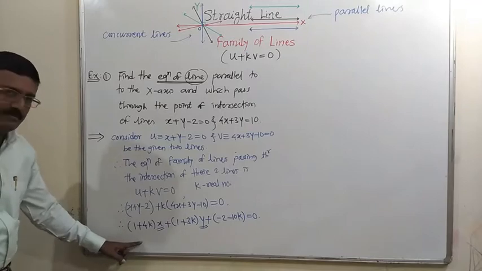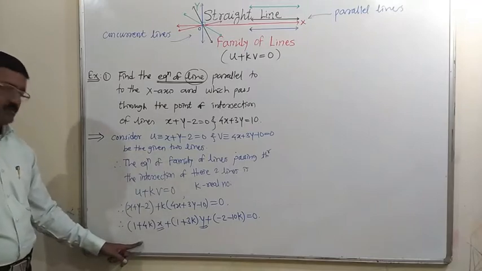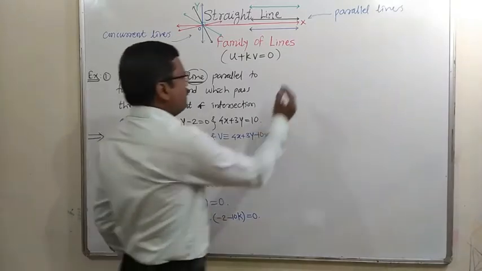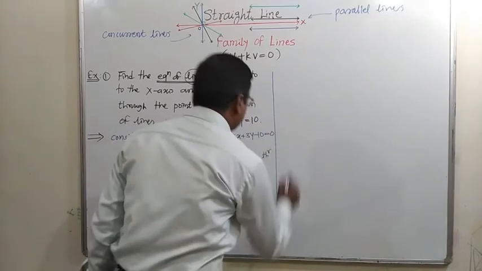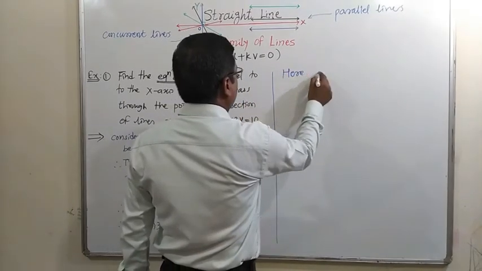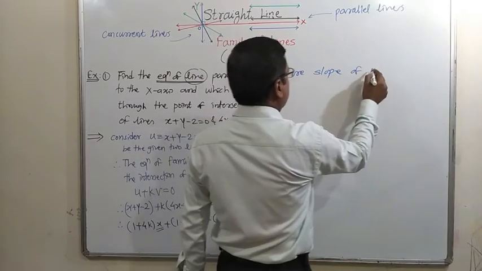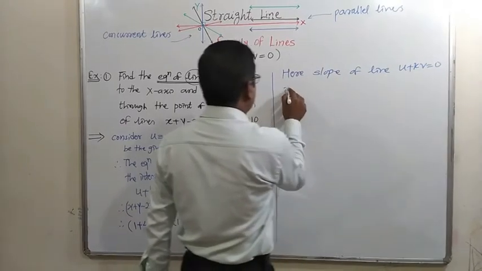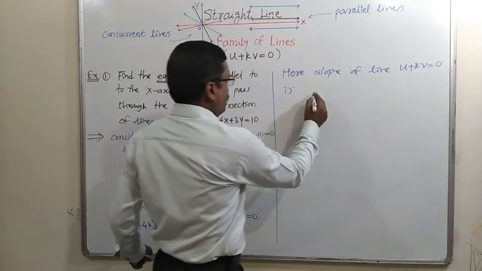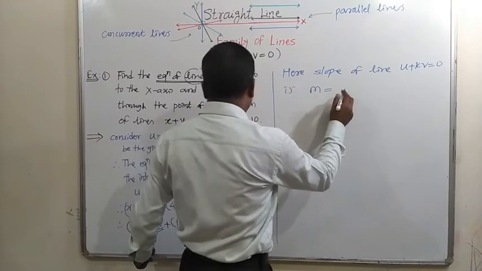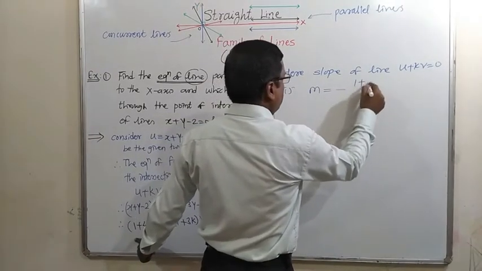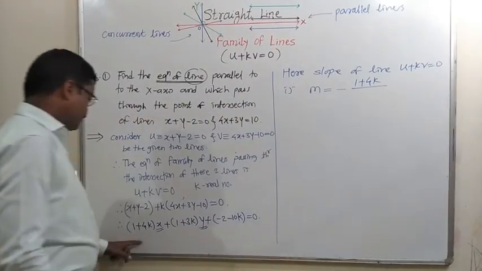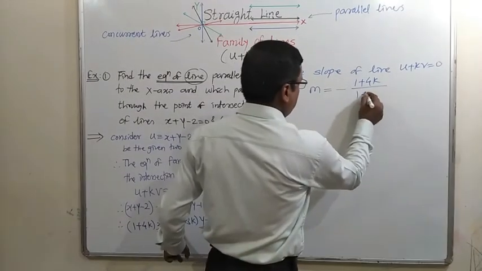Now can we find the slope of this line? Slope of the line is nothing but the negative ratio of coefficient of x upon coefficient of y. So here slope of line u plus kv equal to 0 is m, and it is equal to negative of the ratio 1 plus 4k and 1 plus 3k.